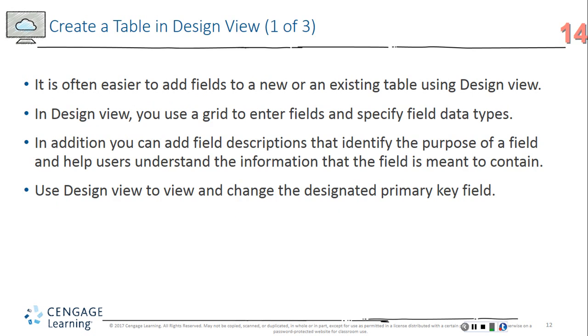So it's often easier to add fields to a new and existing table using Design View, which we'll get to in just a second. I'll demonstrate that. In Design View, you can use a grid to enter fields that specify field data types. In addition, you can add field descriptions that identify the purpose of that field and help users understand the information that field is meant to contain, and using Design View to change the designated primary key. So let's take a look at Design View.